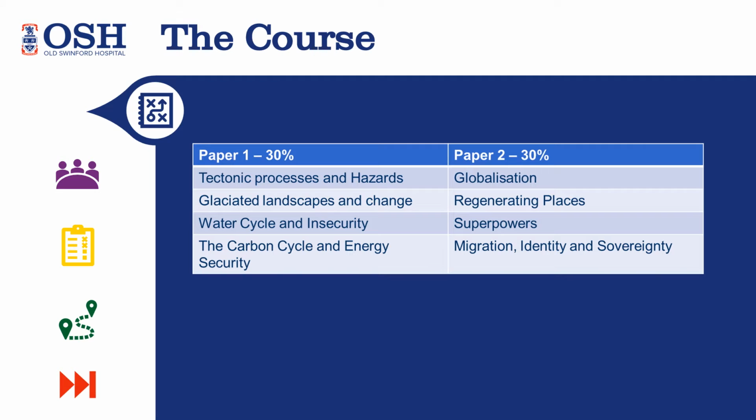The course is divided into 4 different units, but you'll notice that on the screen we're only focusing in on papers 1 and 2. The reason for that is paper 4, or unit 4, is the non-exam assessment, and paper 3 is a synoptic based paper, and that's something that you do in Year 13 once you've looked at all the content for paper 1 and 2.